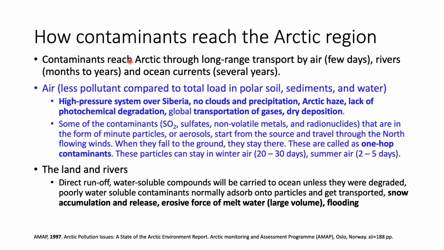So let us look at how contaminants reach the Arctic region. The contaminants reach the Arctic region through long-range transportation by air, which takes very few days, or rivers, which takes months and years, or the ocean currents, which takes several years. So through the air, what happens is that the pollutant is less compared to the total load in the polar soil, sediment and water. That means air transports much less of the pollutant to the Arctic region.